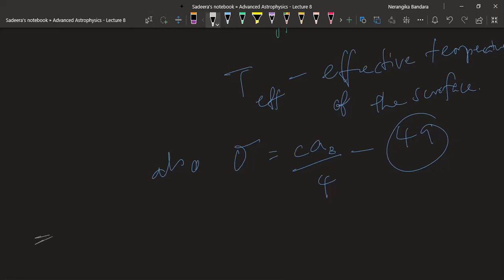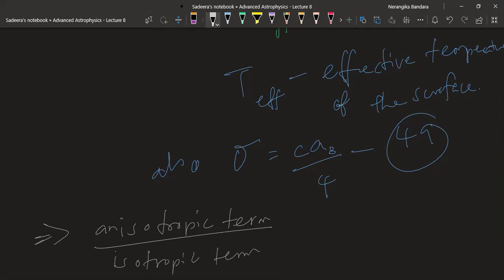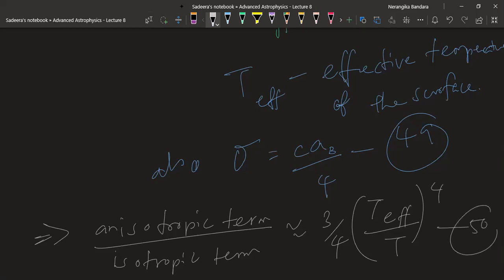So this means that we can write down the previous equation in this way. The anisotropic divided by the isotropic would be roughly equal to T effective divided by T to the power 4, over 4. You should be able to do this math yourself. Okay, I've just made some substitutions. That's all. The effective temperature divided by temperature to the power 4. Let's call this equation number 50.